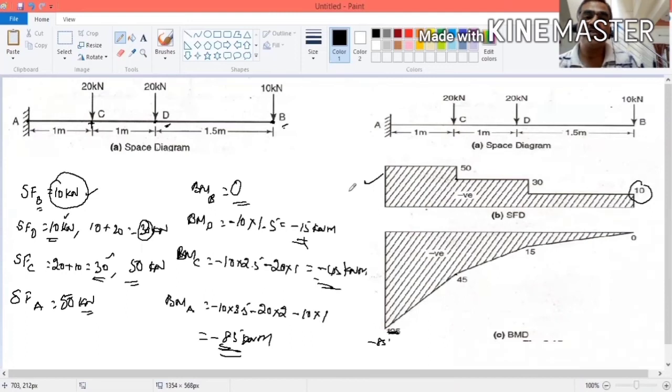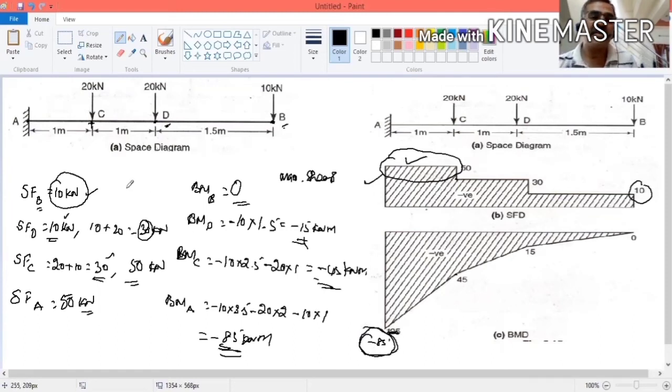Suppose you are asked to calculate maximum shear stress. The shear stress can be calculated from the maximum shear force. What is the maximum shear force? Here the maximum shear force is 50. Then for calculation you have to take 50. Now you are asked to calculate maximum bending moment. What bending moment value will you take? You will take the maximum bending moment. It is 85.